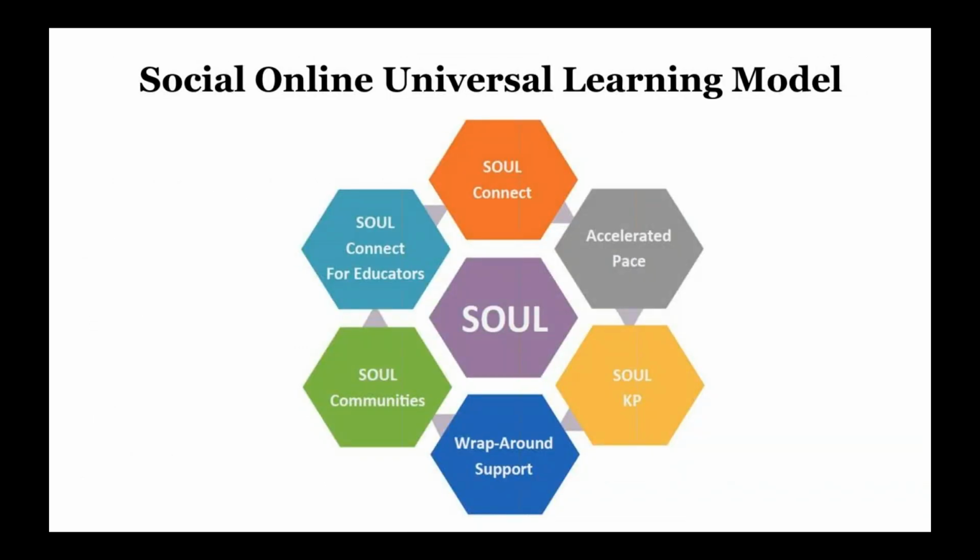This is an example. We work off of what we call the SOUL model, which is our social online universal learning model. And the six main tenets of this model are pictured here. The first being Soul Connect at the top. And Soul Connect is our intentional onboarding for students. So we have a robust orientation program that all of our students go through before starting our program. Accelerated pace. We offer 6-week courses and 6 sessions per year. So there's a lot of content covered in a short amount of time.